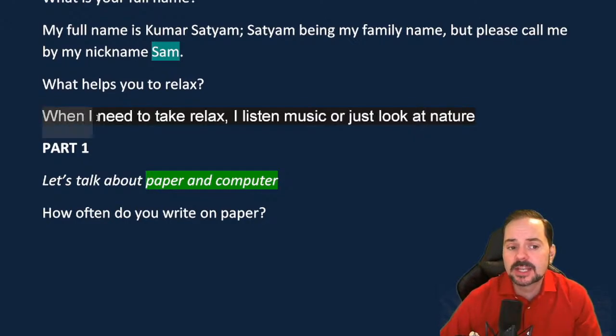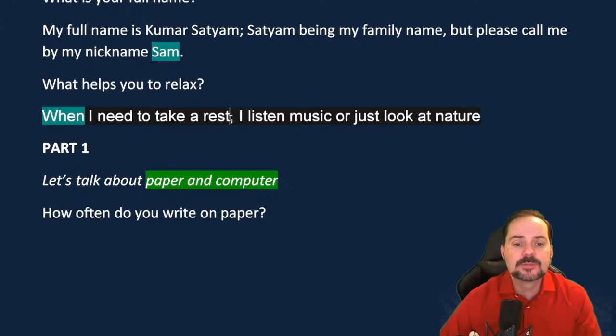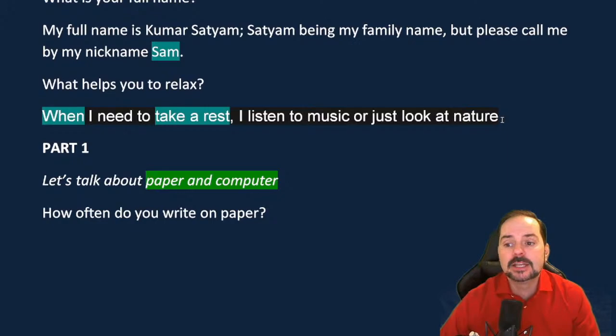So this is a conditional sentence. It's a real condition. You're using when, which is a good use of the condition here for a real condition, so it's a real conditional. Okay, here you're using the word relax, or you say when I need to take relax. We don't say take relax. Take relax is bad English, okay? So take a rest, all right? That's the expression. So if you want to use the correct expression, it's when I need to take a rest, I listen to music or just look at nature.